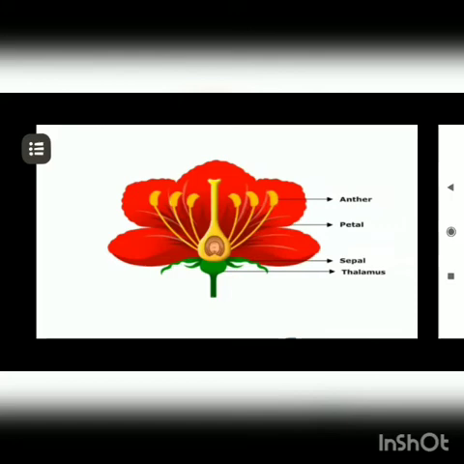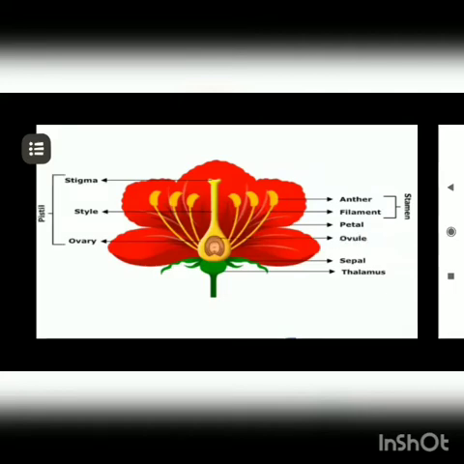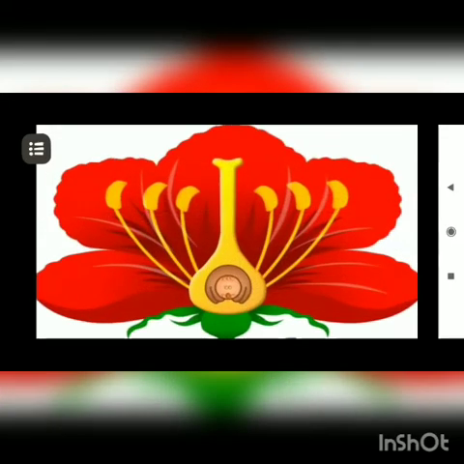Anther and filament make the male reproductive part of the flower, known as the stamen. Stigma, style, and ovary make the female reproductive part, called the pistil. In the ovary are ovules. In an ovule is an embryo sac, and in the embryo sac is an egg. During pollination, the pollen grain comes to lie on the stigma.